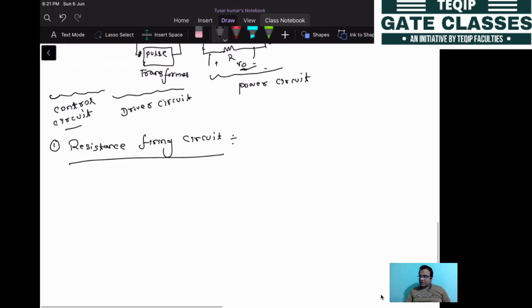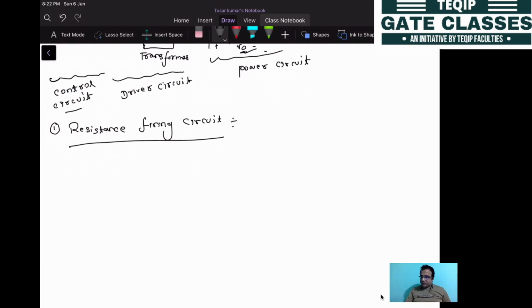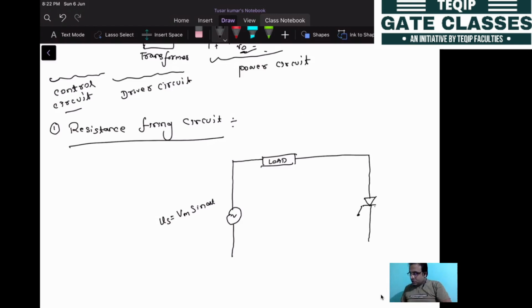Let's draw the circuit diagram for this particular resistance firing circuit. Here we will have one sinusoidal voltage, known as Vs equal to Vm sin omega t. Here you can put a load, then here you can put the thyristor. This will be the thyristor.